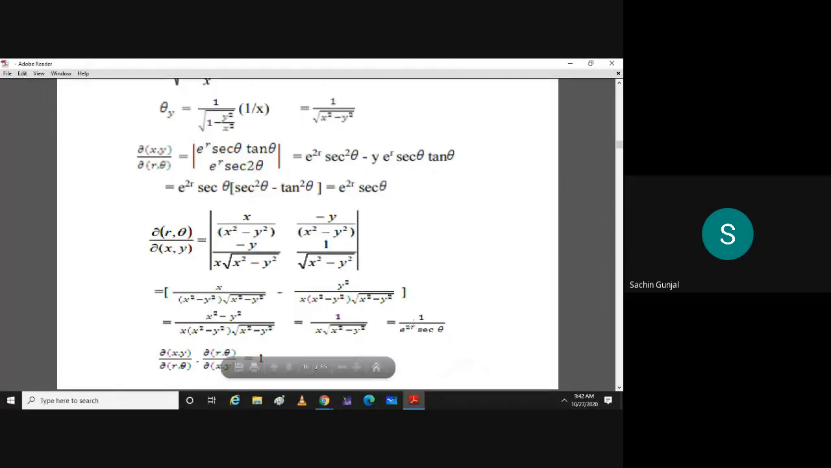So if you substitute, you will get 1 upon e raised to 2r sec theta. So J is e raised to 2r sec theta, and J dash is 1 upon e raised to 2r sec theta. If you take the product of J into J dash, that is the Jacobian of xy with respect to r theta and the Jacobian of r theta with respect to xy, you will get 1. Any doubt in any step?